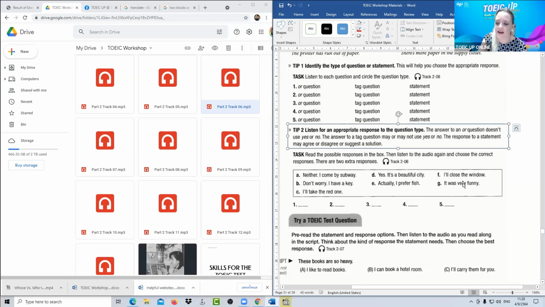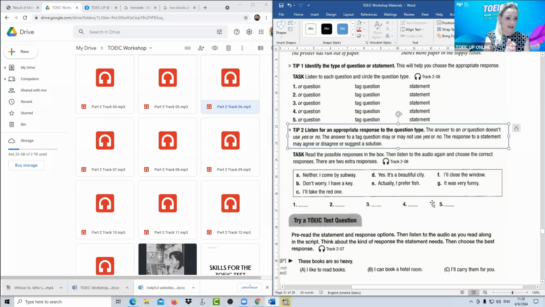It was very funny. This could be agreeing to a statement, or it could be looking at the tag question, like, we watched that movie, how was it, how would you make that a tag question? The movie was funny, wasn't it? Yes, it was very funny. Okay, so that can be either tag or statement.